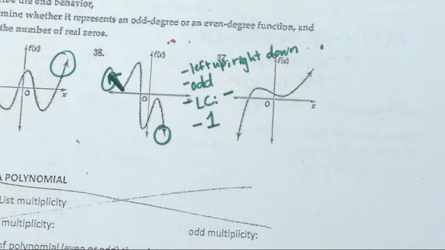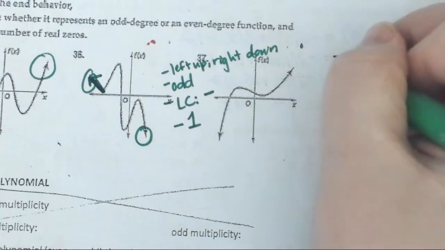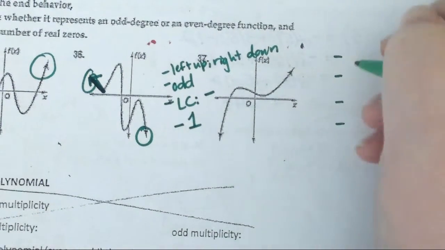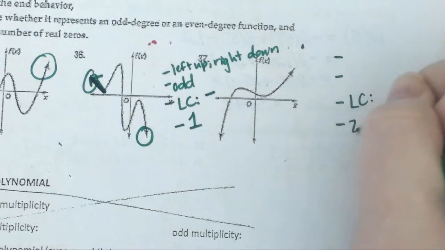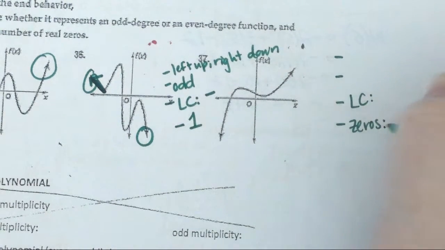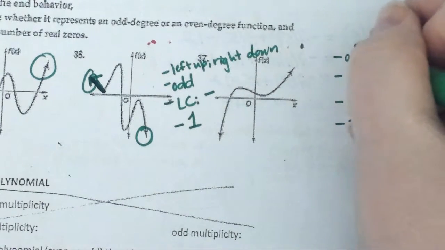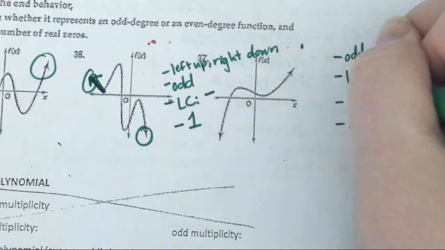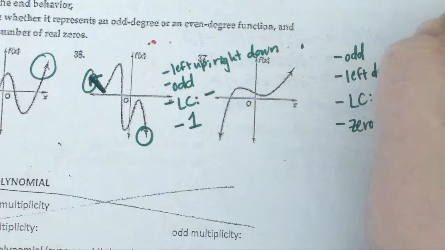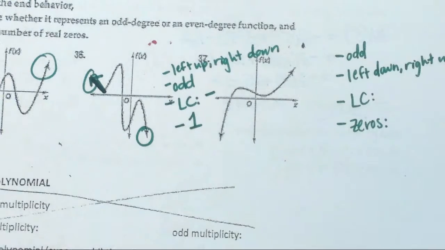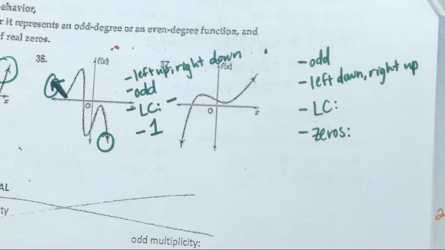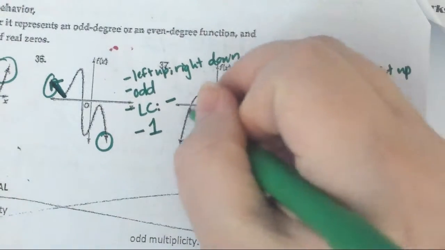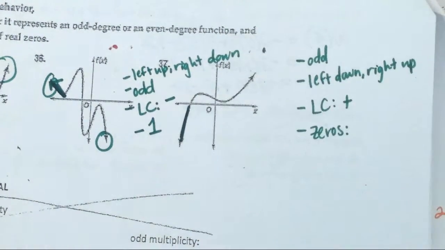Okay, and then for the love, 37. Someone please handle the list. I need to know about the end behavior, even odd, the leading coefficient, and about those zeros. It is odd. Left down, right up. The leading coefficient, positive or negative? How is that snake going? Is it going up the wall? It's going up the wall, so it's positive. The number of zeros is 1.